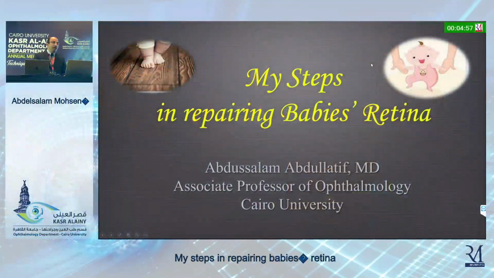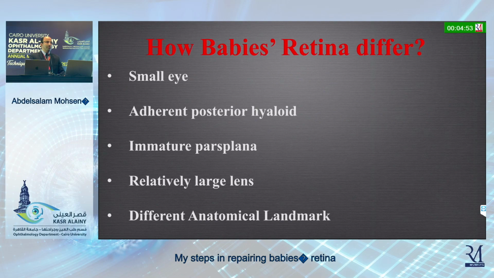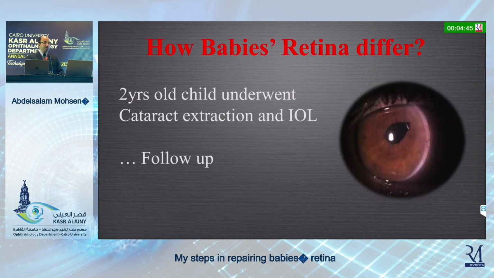Bismillah ar-Rahman ar-Rahim. My steps in repairing baby's retina. How does the baby's retina differ? It differs from the adult's in several points: small eyes, adherent posterior hyaloid, immature pars plana, relatively large lens, and different anatomical landmarks.